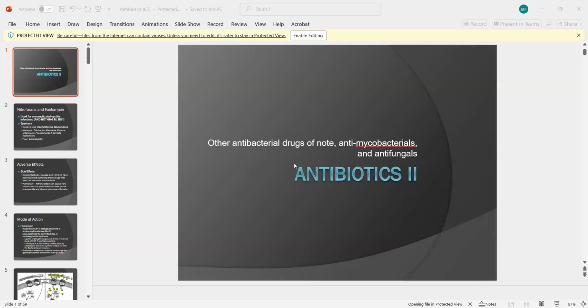Synercid. The folate antagonists. This includes the sulfa drugs, trimethoprim, sulfamethoxazole, dapsone, pyrimethamine, sulfadiazine, and sulfadoxine. So these two drugs, trimethoprim, sulfamethoxazole, they inhibit two consecutive enzymes in the synthesis of tetrahydrofolate. Tetrahydrofolate is absolutely essential for amino acid and nucleic acid synthesis.